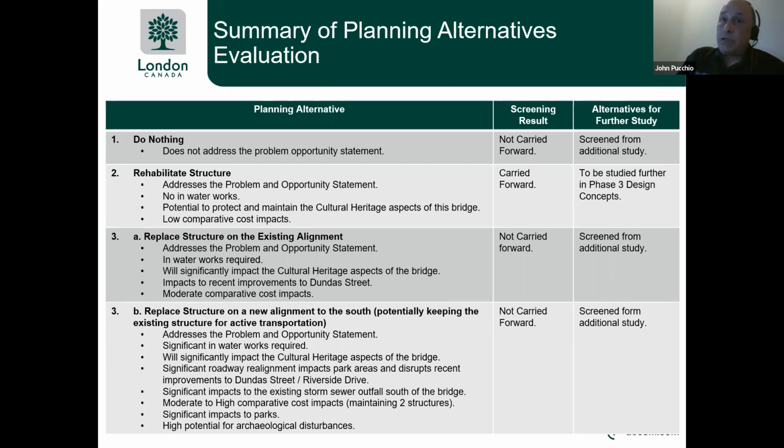With new bridge construction also comes approach works to suit the new arrangement. This will require some road reconstruction at both ends of the bridge and impact some of the recent improvements completed on Dundas Street, for example. The cost of replacement is relatively high compared to rehabilitation, but it does come also with a longer service life of that newer structure.